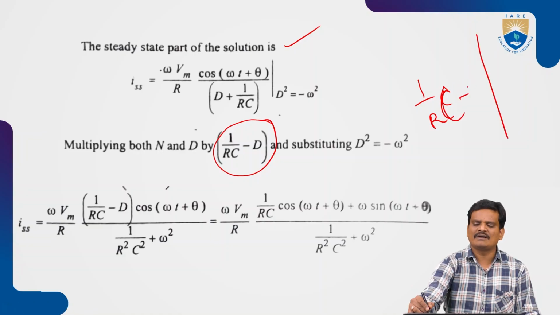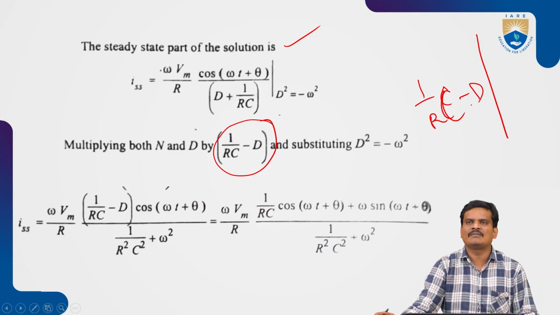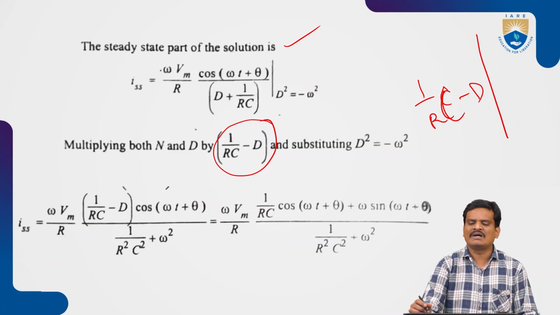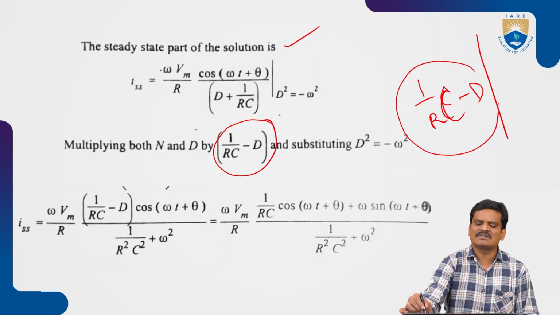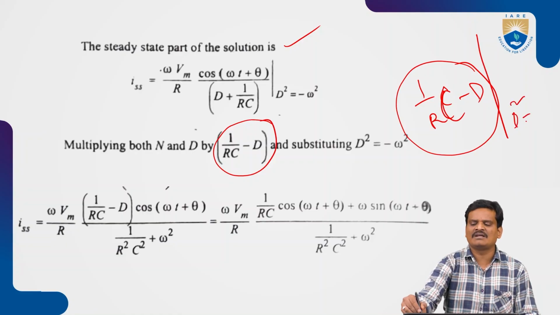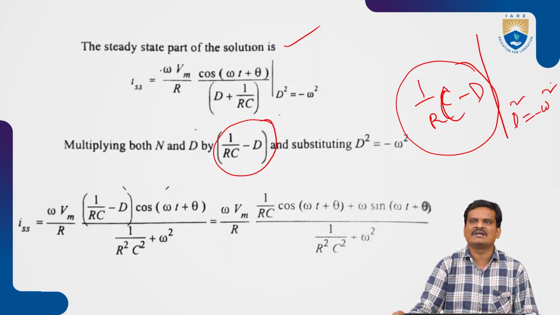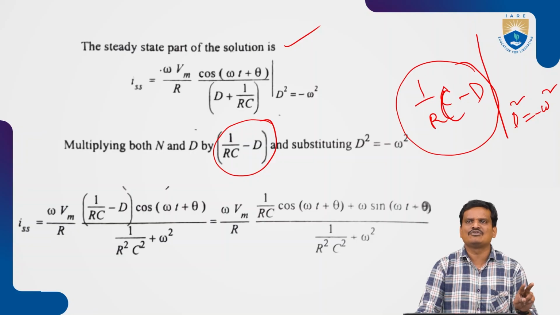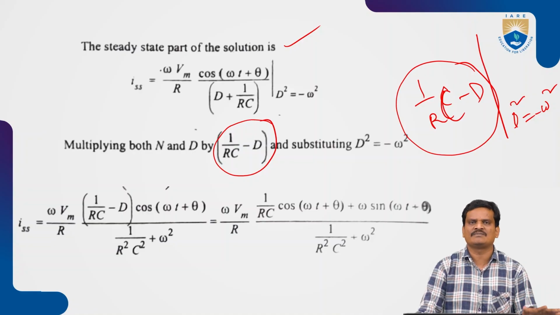So what are the two mathematical parameters I am considering here in order to get the steady state response of a current? One is rationalizing the expression of the current with respect to 1 by RC minus D, and also replacing the value of D square as minus omega square. By considering these two parameters, I am trying to get the steady state response of a current for the obtained expression of a current.